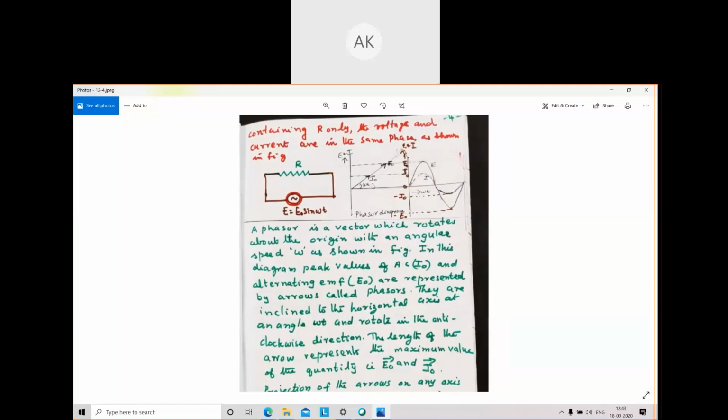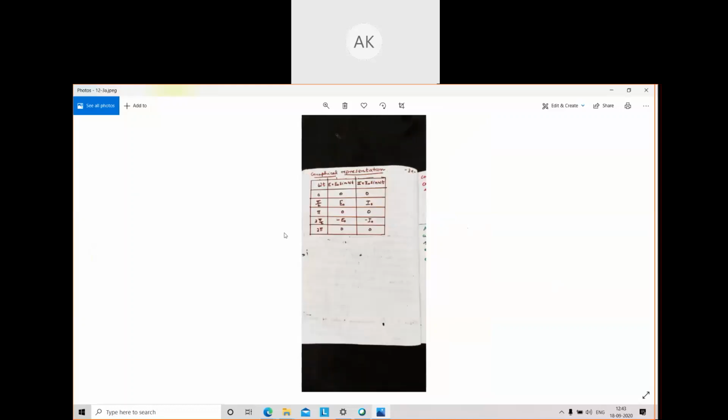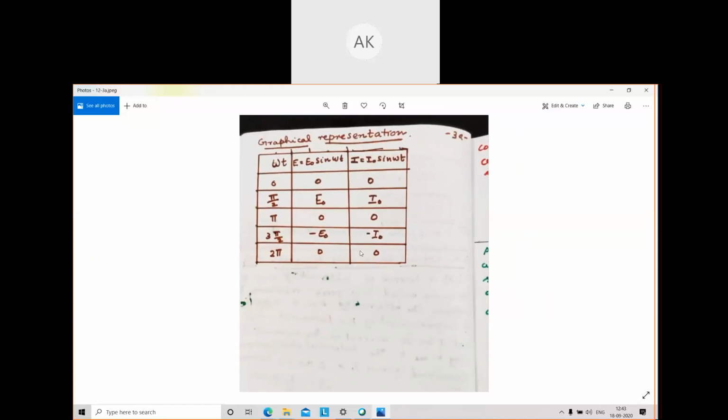അപ്പോൾ ഫേസർ ഡയഗ്രാം വരയ്ക്കാൻ പഠിച്ചു. ഫോർമുല E=E0 sin omega t, കറസ്പോണ്ടിങ് കറണ്ട് I=I0 sin omega t പഠിച്ചു. ഇനി ഈ വേവ് ഫോം ആണ് എങ്ങനെ കിട്ടിയെന്നുള്ളതാണ് പഠിക്കേണ്ടത്. വേവ് ഫോമിൻ്റെ ഇക്വേഷൻസ്. ഈ ഒമേഗ ടി ആണ് ഫേസ് ആംഗിൾ. E=E0 sin omega t, I=I0 sin omega t.